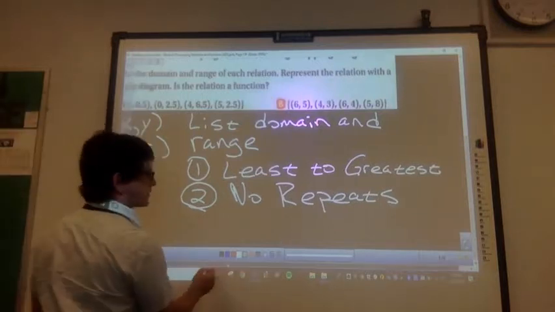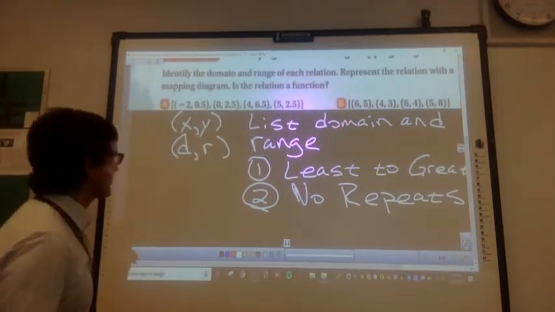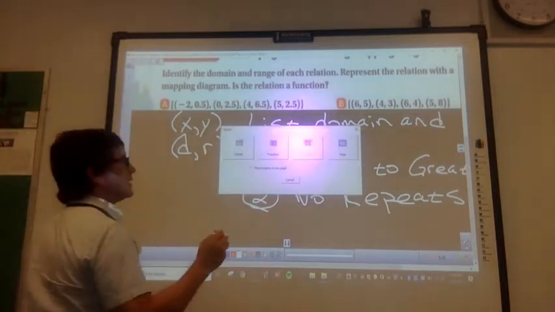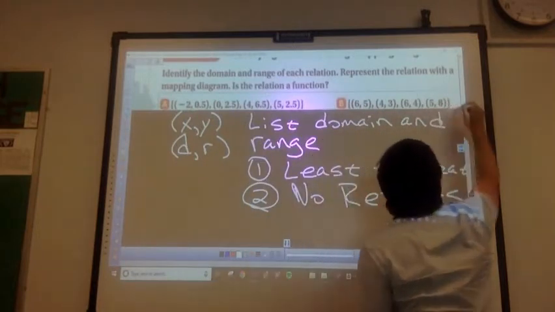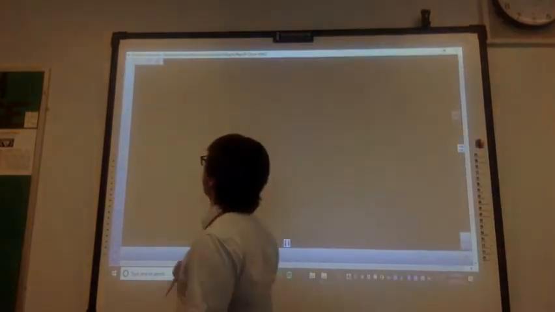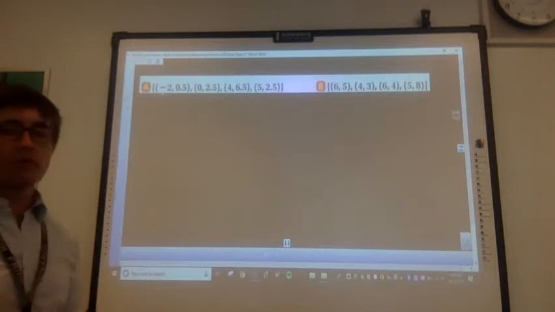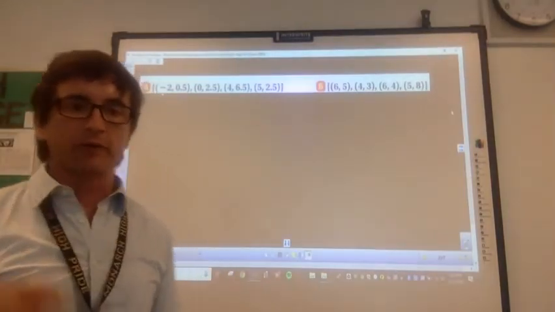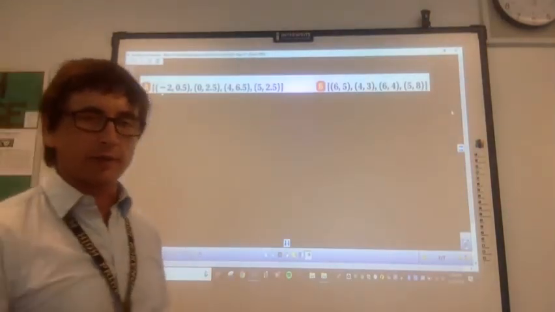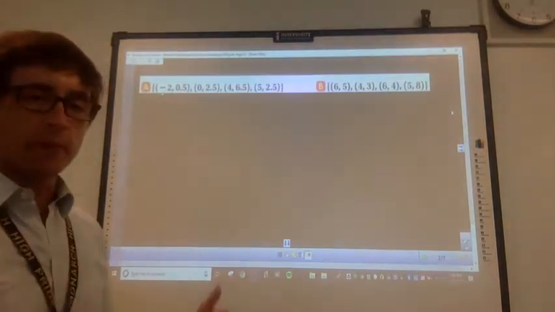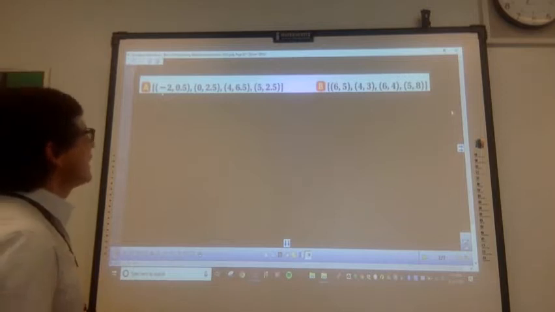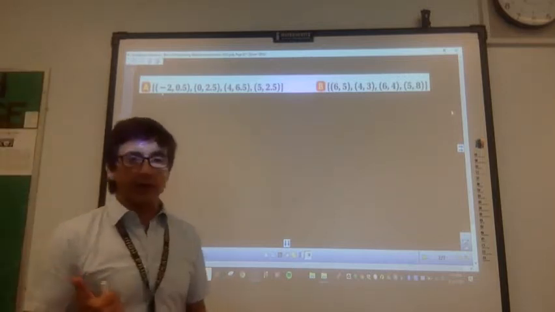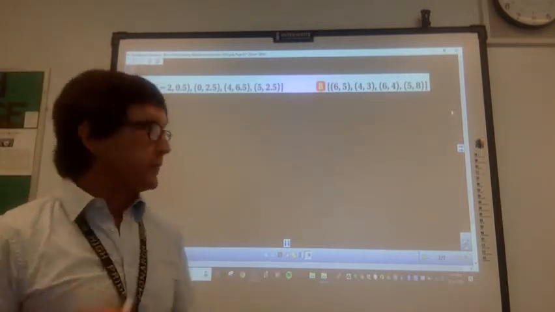I'm going to take these two sets of ordered pairs and copy them to another page. So reminder, really, really important. You could see a test quiz question coming up on Friday's quiz. Remember, Friday's quiz is 4.5 and 4.6, both. So when you list domain and range, list it least to greatest, no repeats.